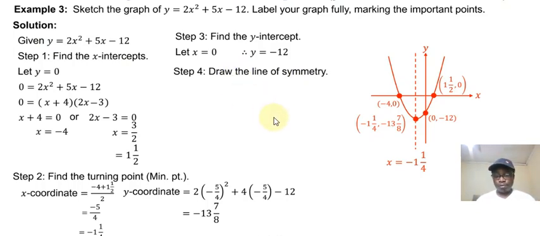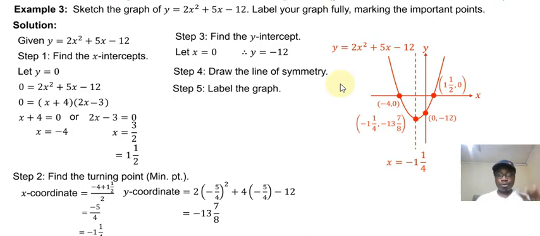So here is the point 0 and minus 12, and then I draw my line of symmetry, and then the last thing is to just label the graph to show that this is the equation for the graph. So let's do some more examples. Let's plot some more graphs. So these are the most important properties of the graph. Let's look at more examples.